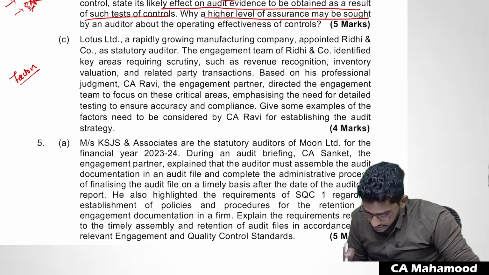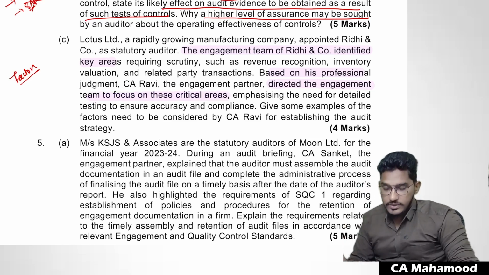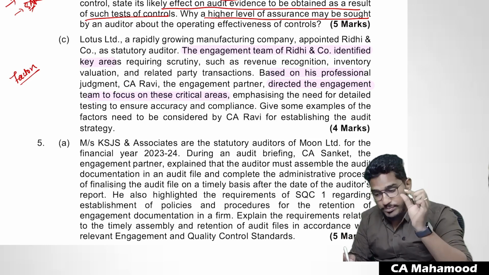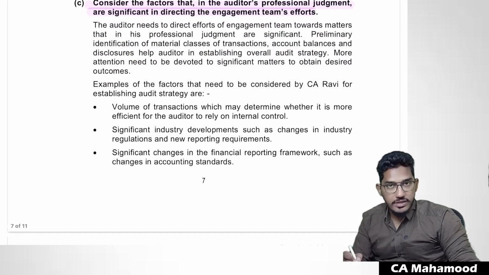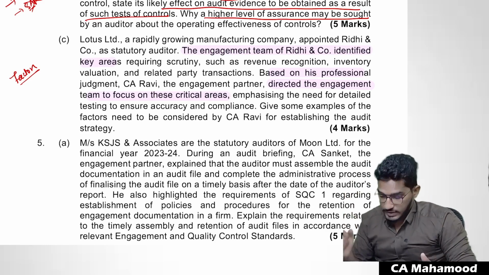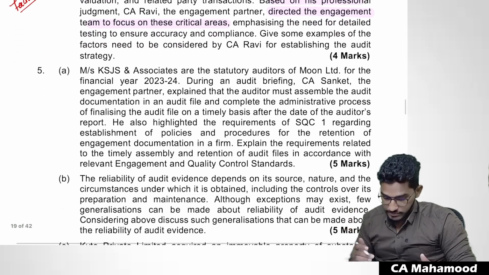They are only asking about, see here, this statement. The engagement team identified key areas. Based on his professional judgment, the engagement partner directed the engagement team to focus on these critical areas. So the matters which are relevant in the auditor's professional judgment. Like that, one sub point will be there, and examples related to that sub point. See here. Consider the factors that in the auditor's professional judgment are significant in directing the engagement team's efforts. So in that, a few examples will be there that you are supposed to write here, not all the factors which have to be considered in the establishment of audit strategy.